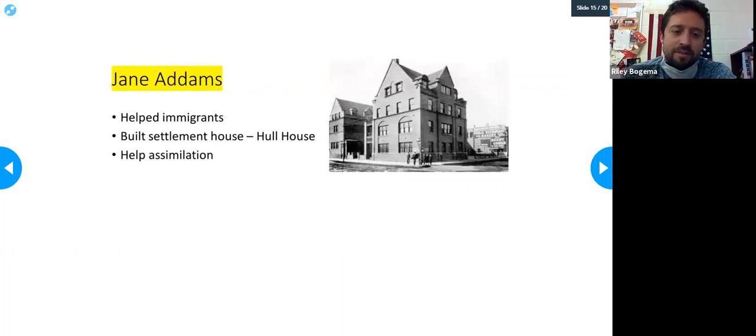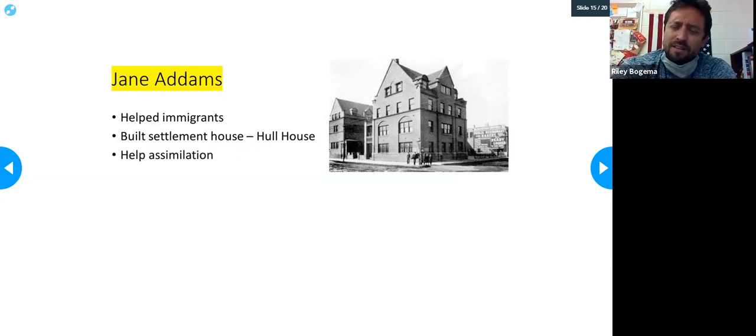So we have all these immigrants coming in, and we saw that new immigrants had trouble assimilating. And so we have a group of reformers that are going to start figuring out ways to help these new immigrants, and a lot of them are women. The most important one is Jane Addams. She was a reformer who believed strongly in helping others and helping immigrants and helping children.